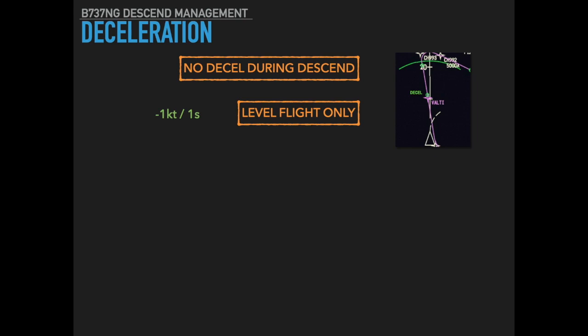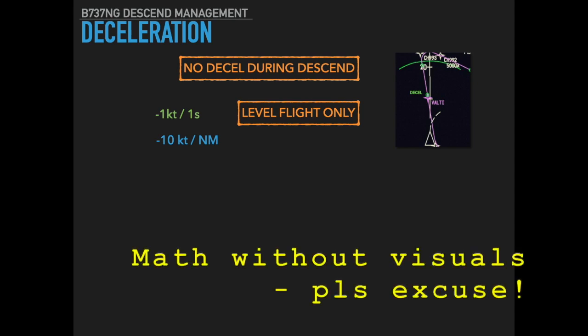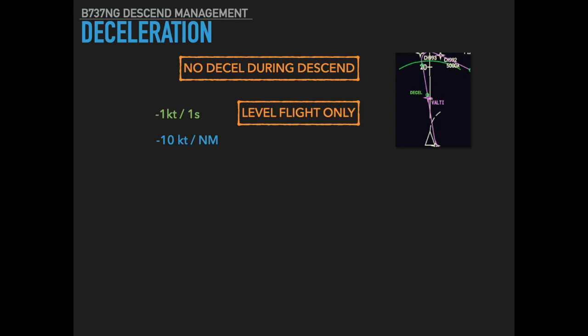Considering that some wind exists and that the speed factor changes during the deceleration, for all intents and purposes, you can assume that the jet will decelerate at 10 knots per nautical mile in level flight. The implication is that if you did a dive for the calculated descent path at, for instance, 280 knots, you'll need 8 miles to decelerate in level flight to reach approach speed of 200 knots.